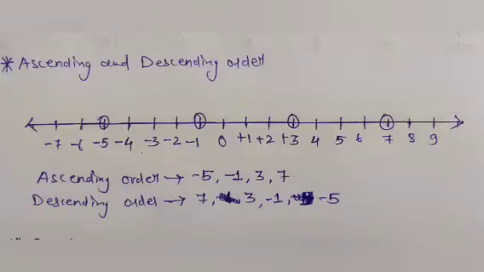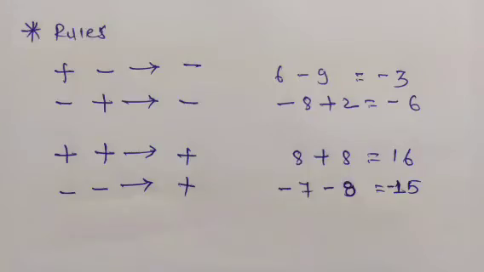So we have to check whether any number has a sign, positive or negative. A positive sign means a bigger number than a negative sign. Now we have the rules for integers: plus minus is equal to minus sign, minus plus is equal to minus sign, plus plus is equal to plus sign, and minus minus is equal to plus sign. So before reading a number you have to check which sign is given.